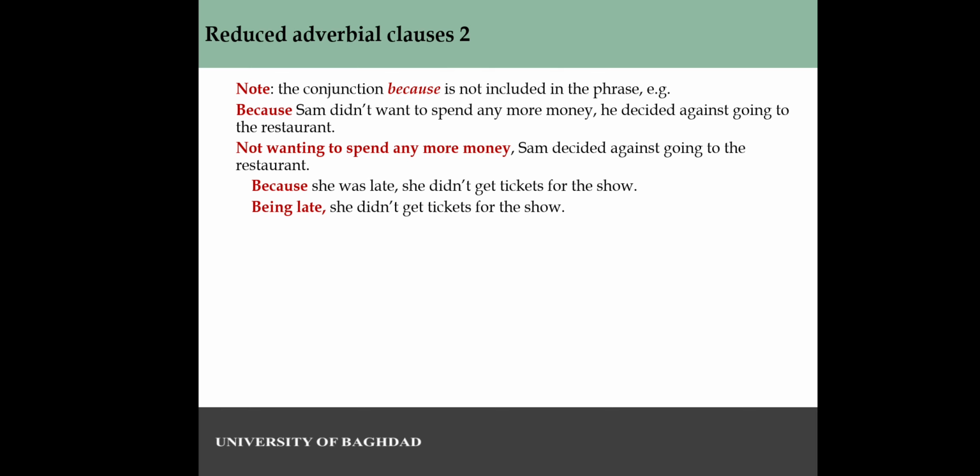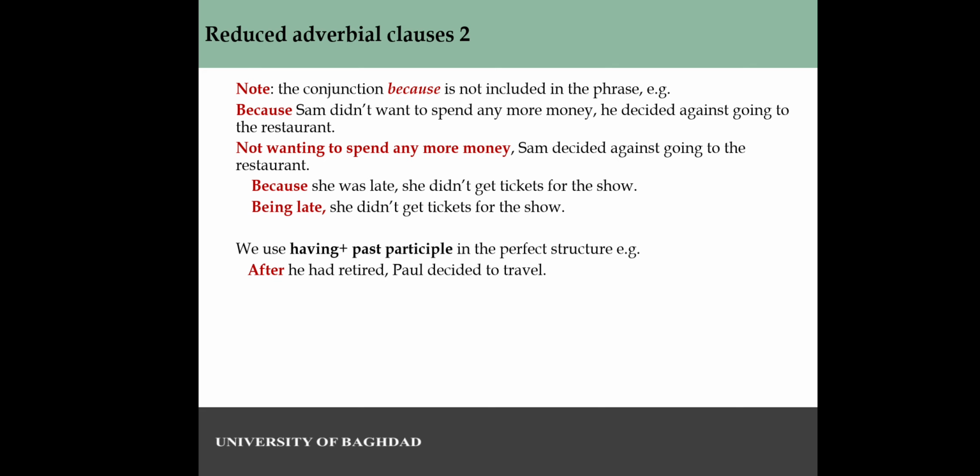Another note we need to pay attention to in this topic, we have the structure. We use having plus past participle in the perfect structure, as in the following example. After he had retired, Paul decided to travel. In the adverbial clause, after he had retired, we have the past perfect tense. So how can we change this clause into a phrase? Well, after having retired, Paul decided to travel.